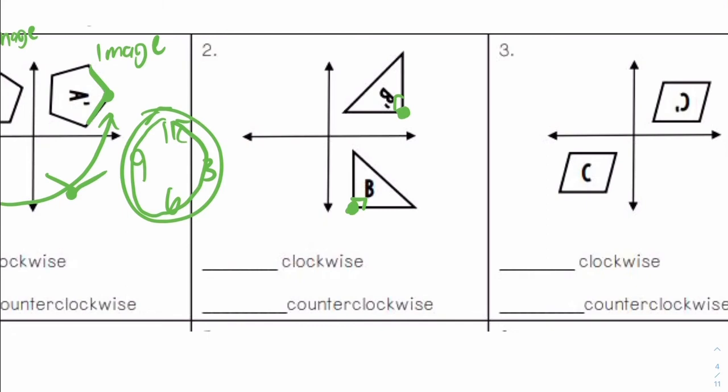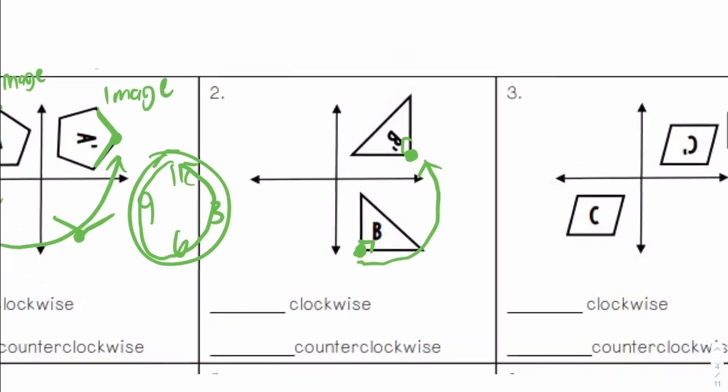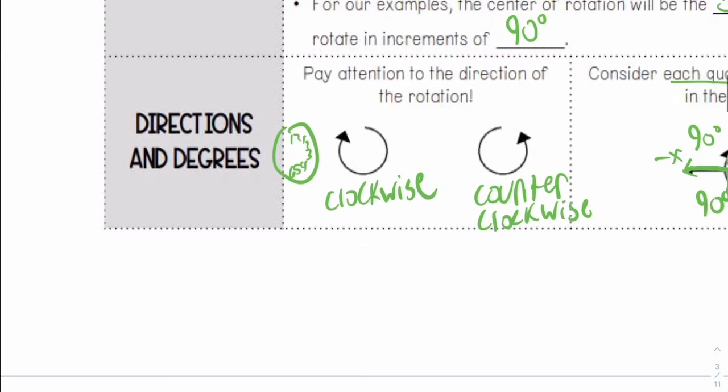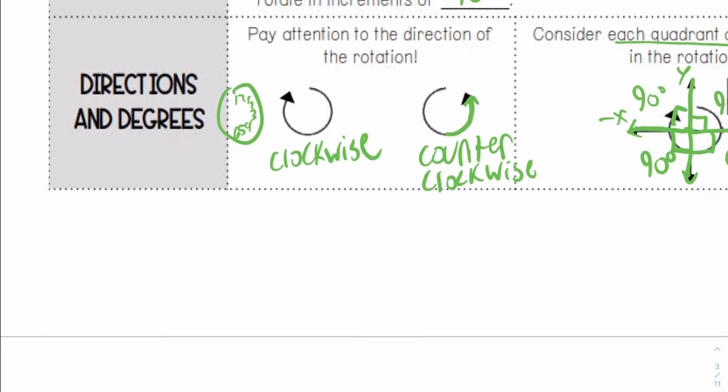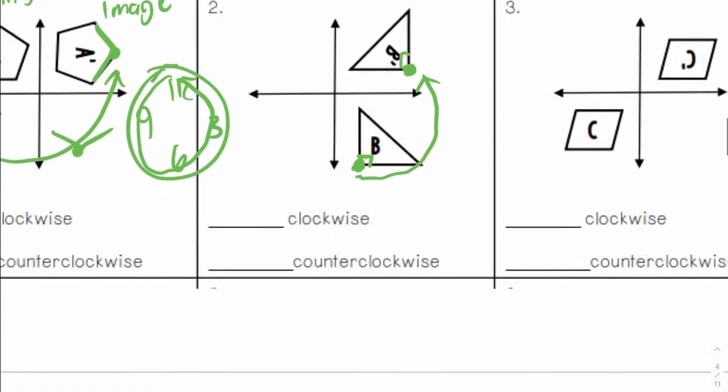So to go from here to here, let's look. It's going down and around and up. Down and around and up is counterclockwise. So the first number of degrees we're going to count is counterclockwise. And how many quadrants did it move? 1 quadrant, which means it moved 90 degrees.